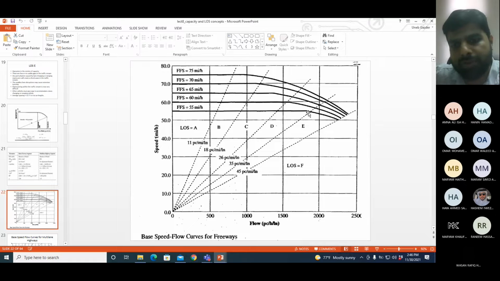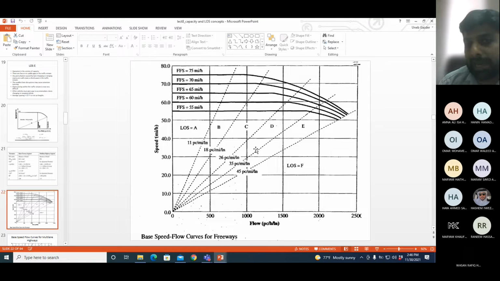How to use the graph? It is showing the same points which I've shown you earlier. The last point of each curve is capacity. The point after which the line starts to go down is the break point. These are the curves for freeways, and with each curve you see the value of the free flow speed. And then you see the capacity line.